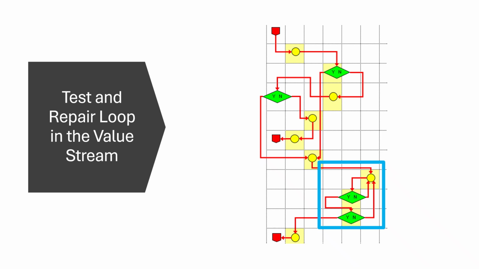A drop in first pass yield is, usually, caused by problems upstream in the value stream. Test and repair loops are often absent in value stream maps, despite the potential to become the bottleneck for the total process.